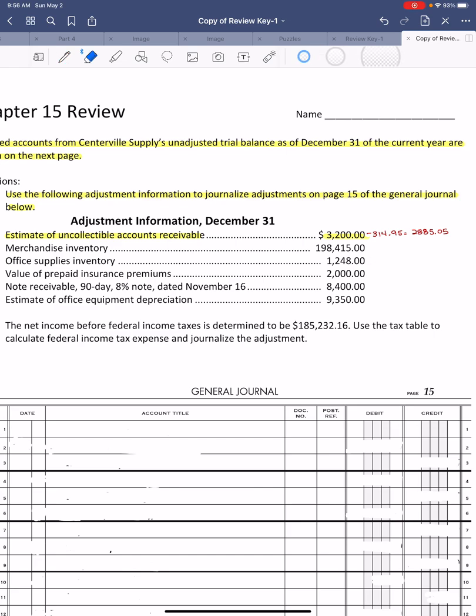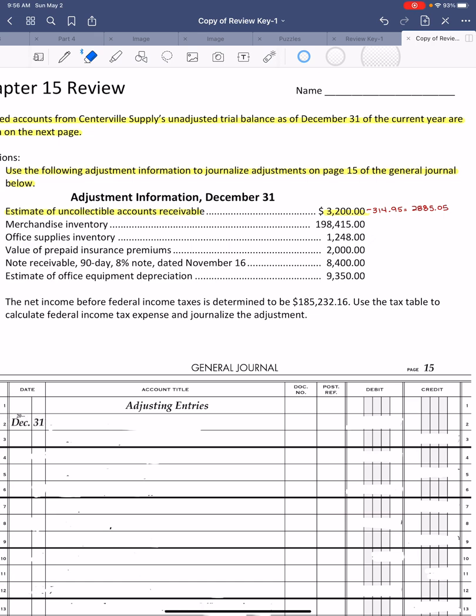We'll go down to our journal. We'll write the words adjusting entries. The date is December 31st. Uncollectible accounts expense, $2,885.05. Allowance for uncollectible accounts will be credited for the same amount.